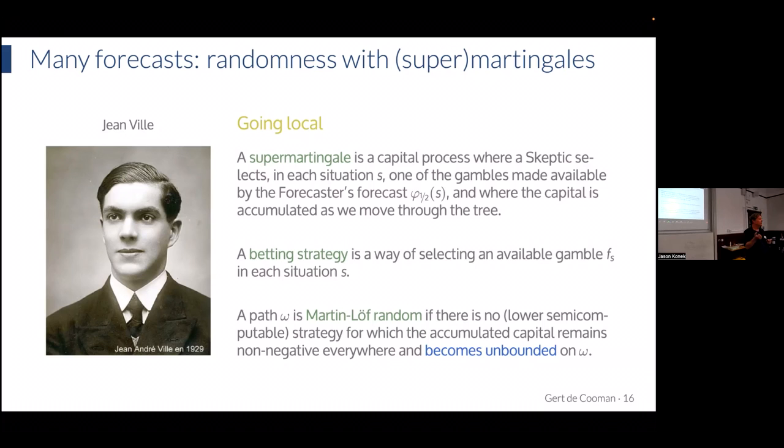And so, maybe there's another strategy that gives you along that path an infinite capital. And then your path is not random. So the idea is you can't break the bank. The sequence of outcomes, you can't break the bank. So you have no strategy that is computable that allows you to become infinitely rich by betting on flipping coins.